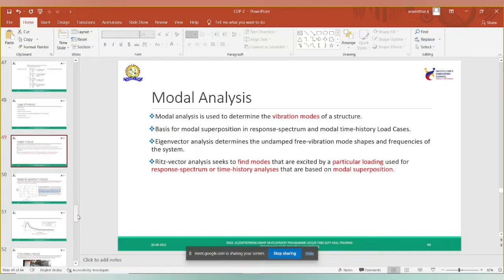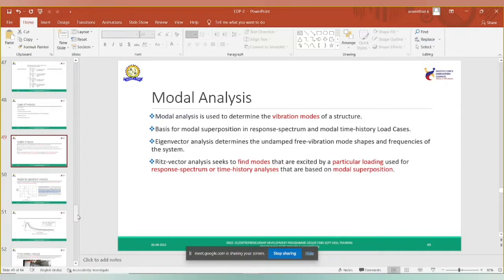Imagine you are switching off your fan. The fan should stop rotating. But what happens? The fan keeps rotating for some period of time and then comes to rest. The time taken by the fan to come to rest is due to damping. If damping is not there, if 0% damping is there, even if you switch off the fan, it will not stop, it will keep rotating forever. This is 0% damping. Practically 5% damping is assumed. If you have higher damping, the fan will stop sooner.